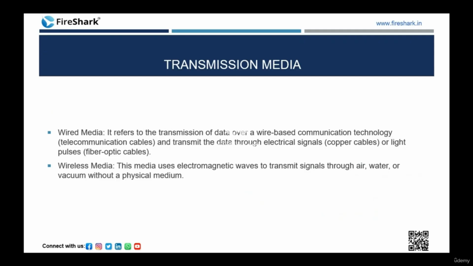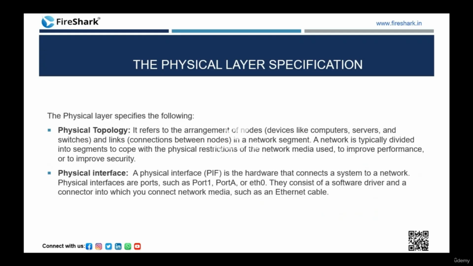Now next, understand the physical layer specifications. The physical layer has two specifications. The first one is topologies and the second one is the physical interface. In topologies, basically there is an arrangement of nodes. Nodes, in the sense of computer devices, like computers, servers, switches, firewalls, routers, etc.